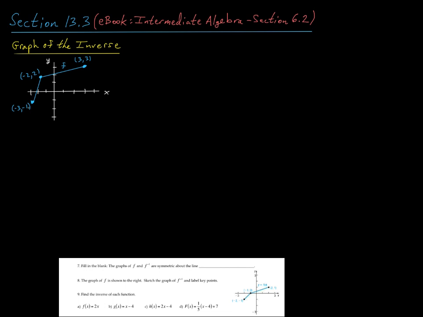And what the inverse function does is just reverse inputs and outputs. So in other words, it's just going to swap x and y coordinates. So I'll go ahead and swap x and y coordinates for each one of these labeled points in blue, and I'm going to get these three labeled points now in red.